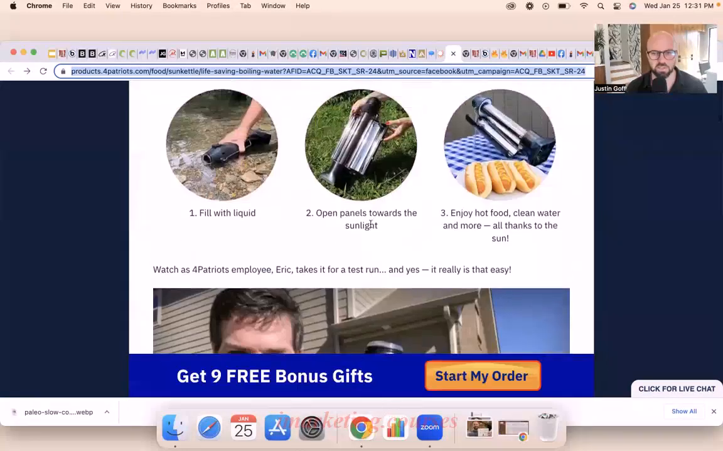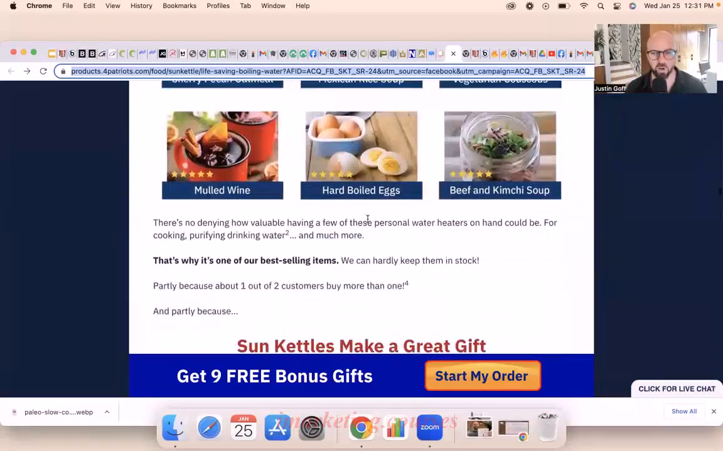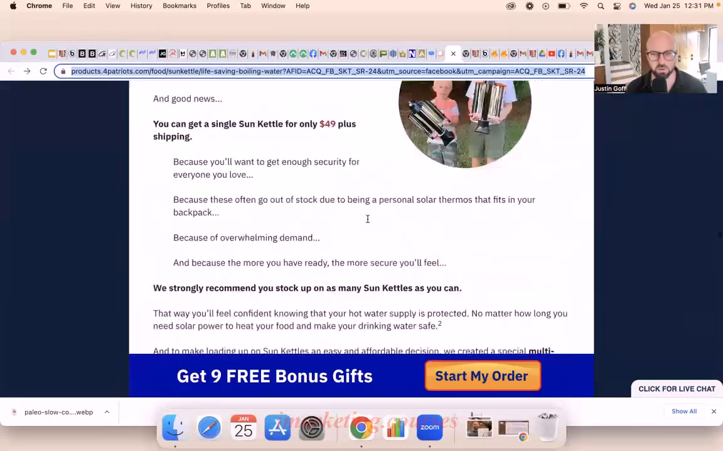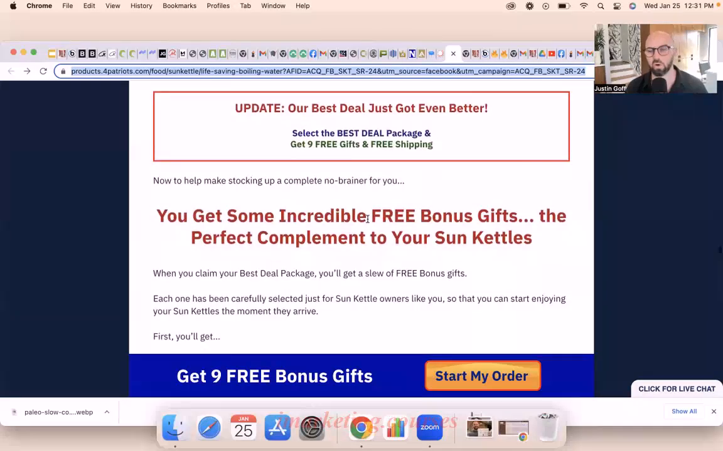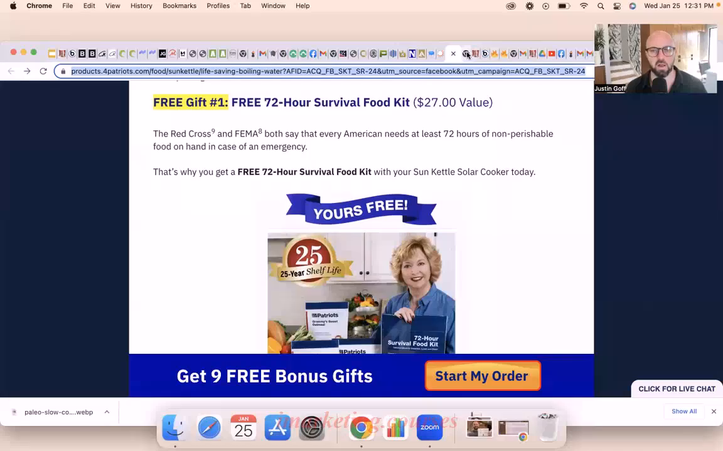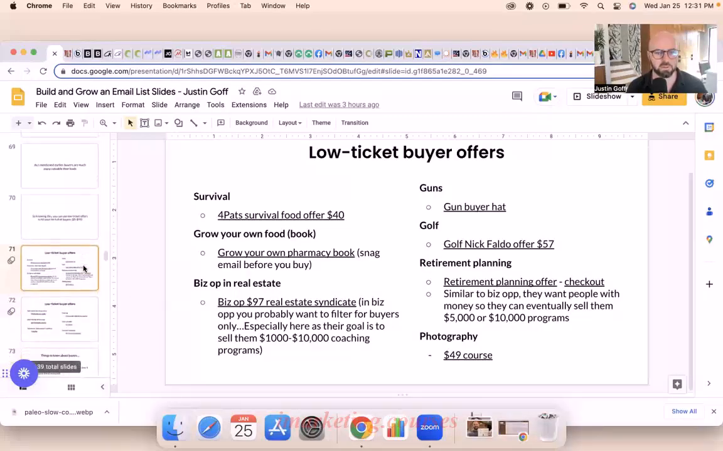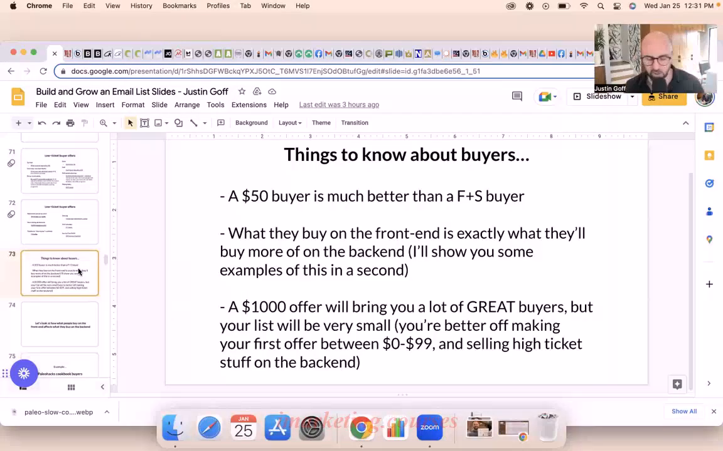There you go. So this is a low ticket $49 offer that they're running on everything from Facebook to YouTube to Google search. And like I said, $49, then you could buy a couple of them if you want. So that would increase the average order value to over 100. And then they obviously have upsells to other big things, but that's a really good example of low ticket buyer offers that are working pretty well. I'll take some questions on buyer offers in a second.